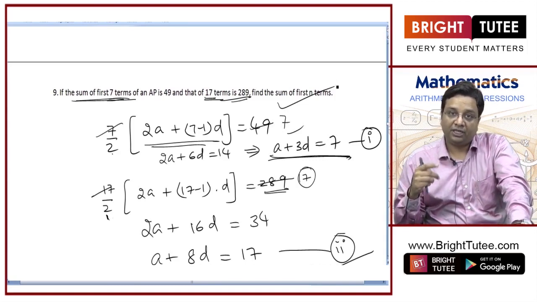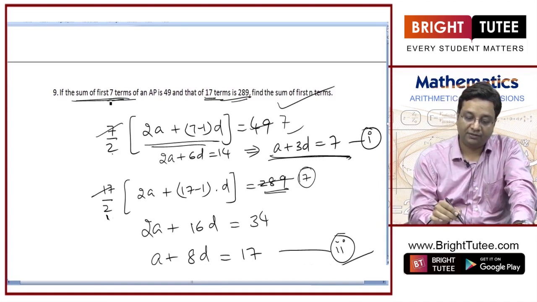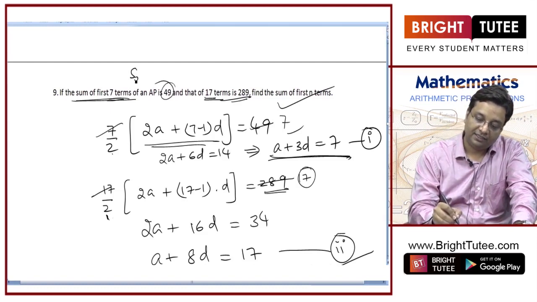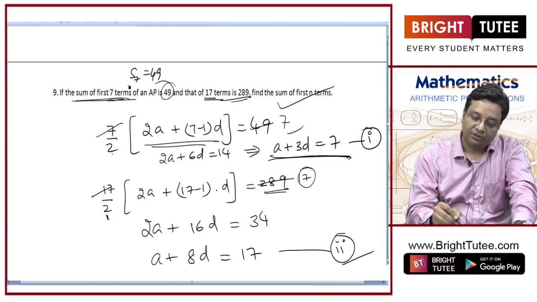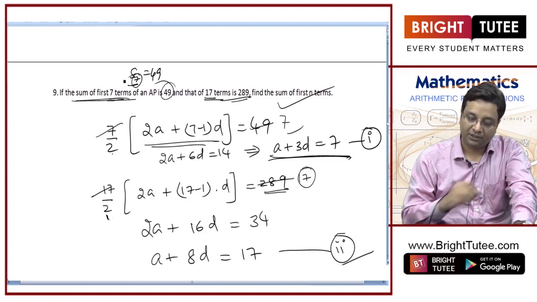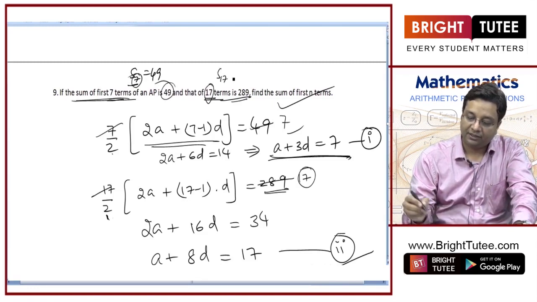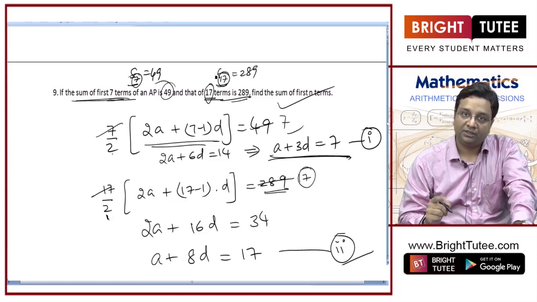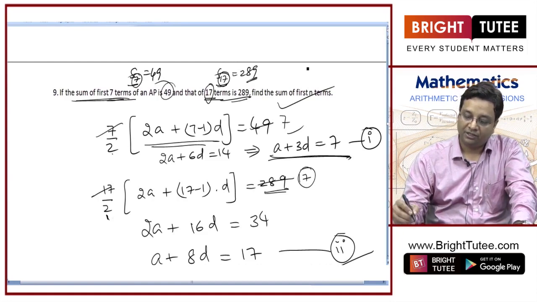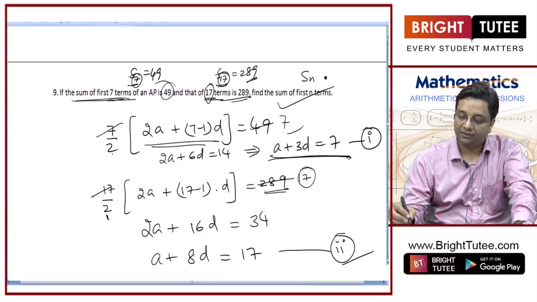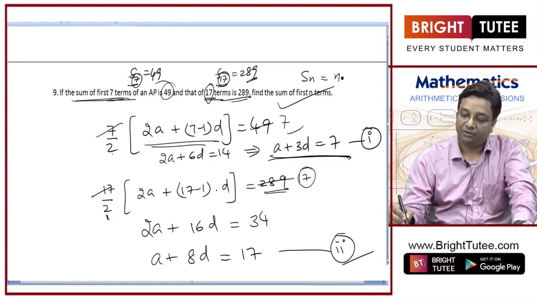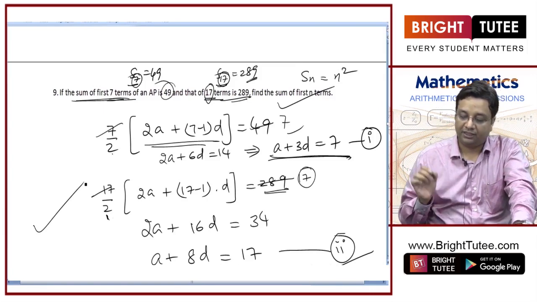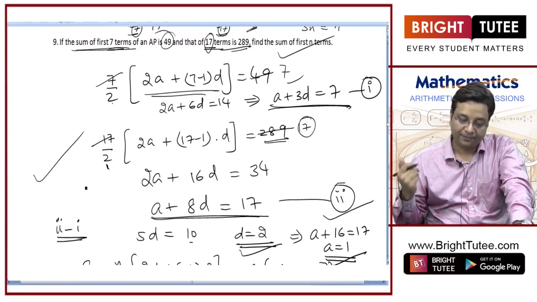Otherwise, as I told you in the introduction part, the sum of first 7 terms is 49. This should have given you a signal that S7 equal to 49 should be the sum of first 7 odd natural numbers, and S17 is given as 289, which is the sum of first 17 odd natural numbers, because it's a square of 17. So the sum of first n terms of such an AP should obviously be n square, right? But this is the approach that you need to show in your exams. Okay.